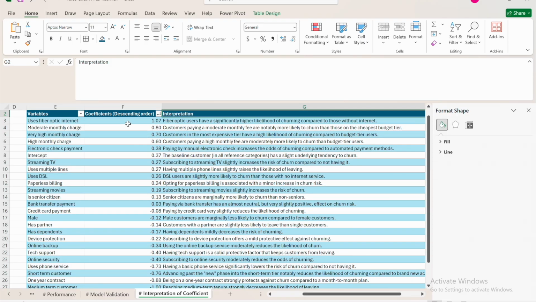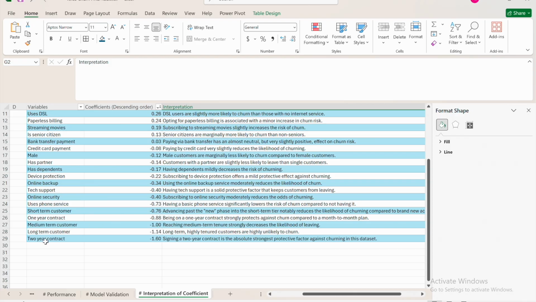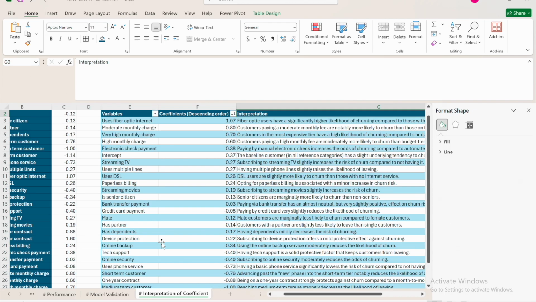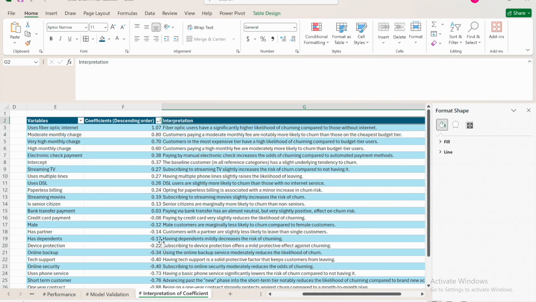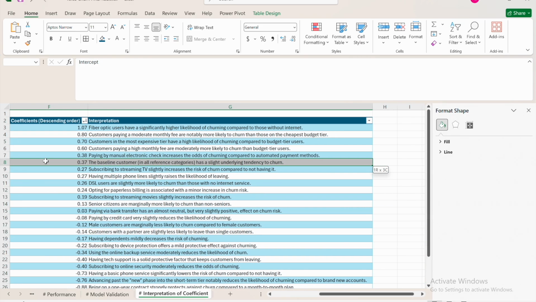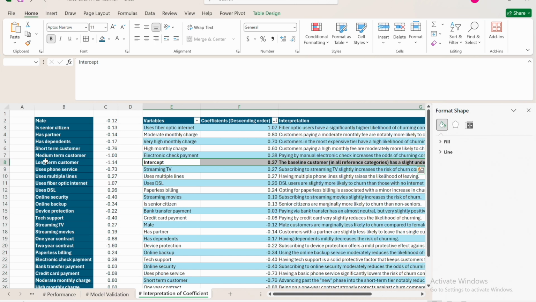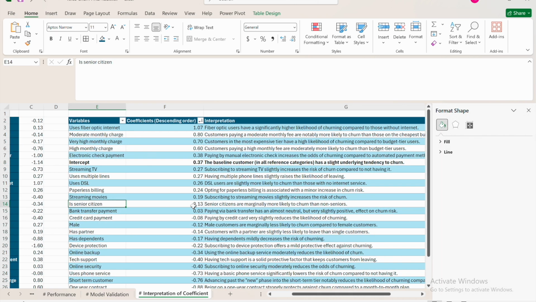Next, let's interpret the coefficients. They're arranged in descending order. Fiber optic internet users are the highest. It has the highest positive coefficient, so that means that they're most likely to churn. The intercept is basically the reference class, how likely they are to churn, so 0.37. And when it's negative, for example for those customers with long tenure or long contracts, that means that they're less likely to churn.